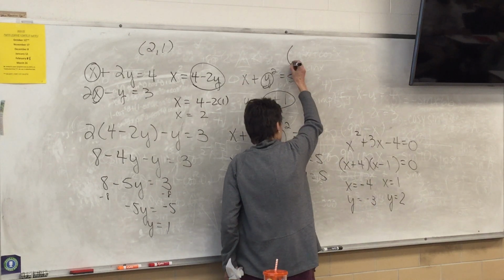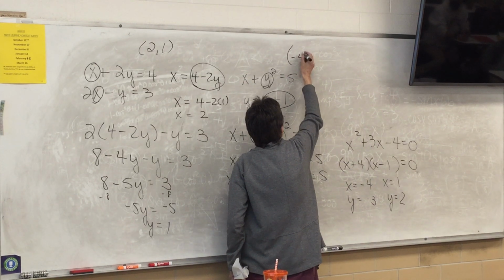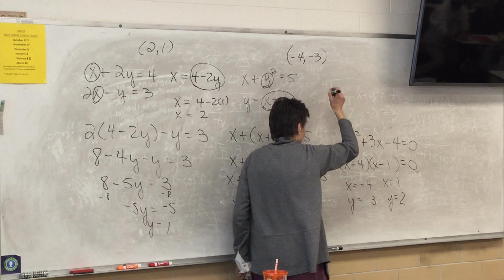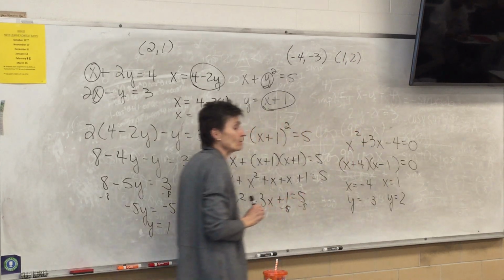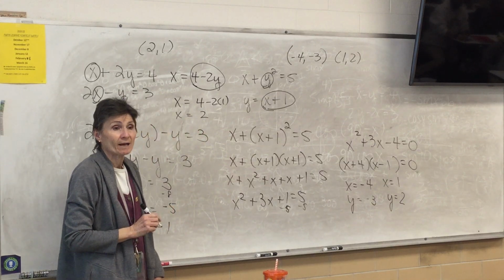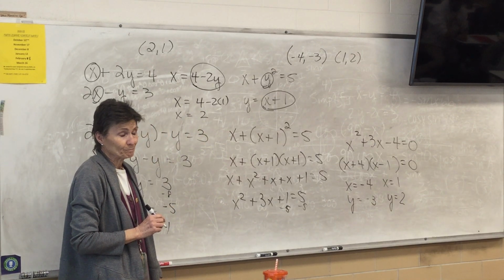So then I write my answer. This time I have 2 ordered pairs. -4, -3, or 1, 2. Remember, when you write your ordered pairs, it's always x, y.